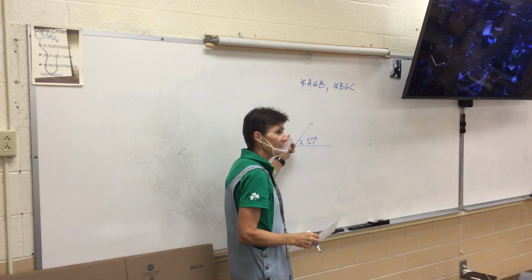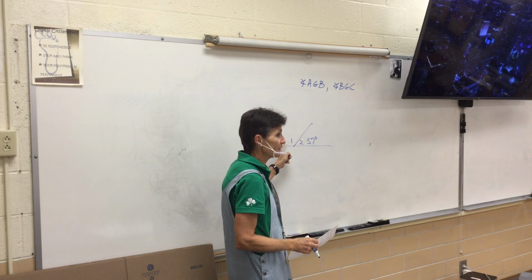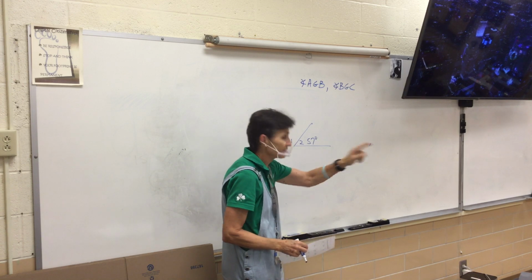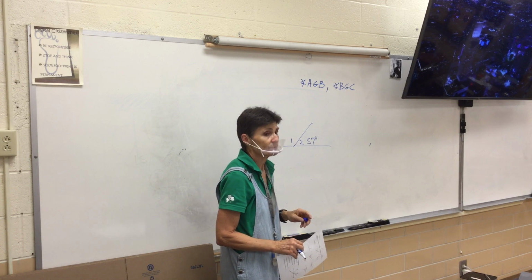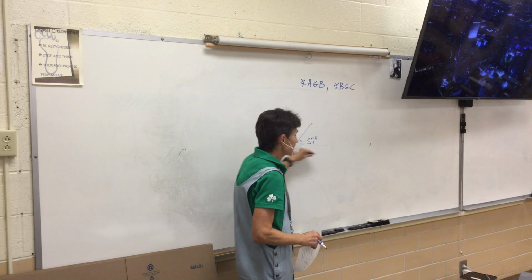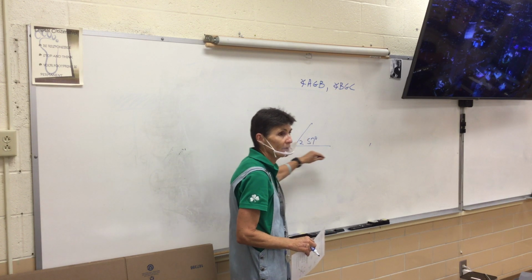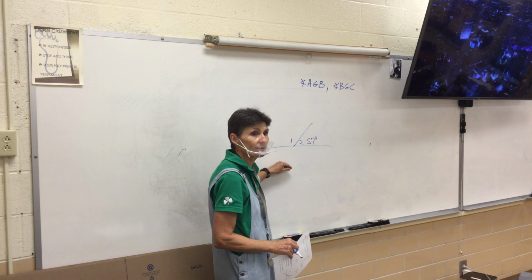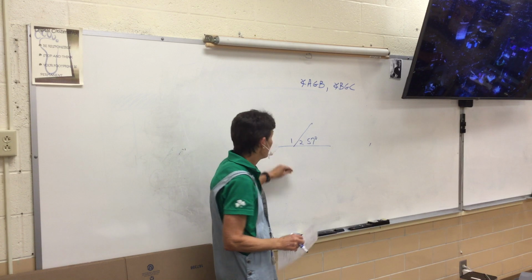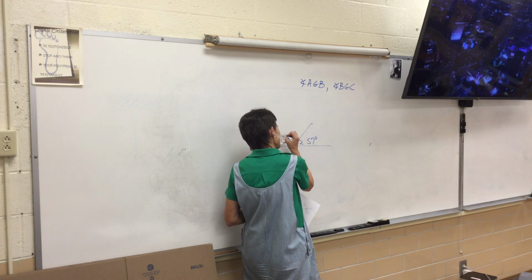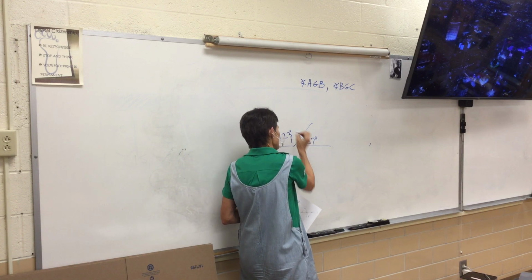Can we figure out how big this one is? Yes. How can we do that? Subtract it from 180. Why is Declan subtracting from 180? Because these are a linear pair, right? And linear pairs are 180. So this one would be, what is that, 123?